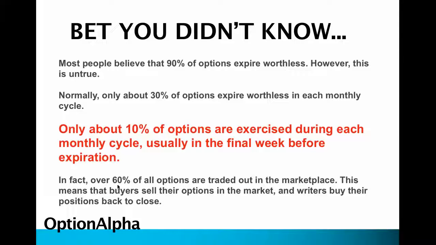But here's the key: 60% of all options traded in the marketplace are traded out of the market before expiration. This means that buyers sell their options back to the market and writers buy positions back at the close. So a lot of traders will net out their positions by just reversing the order. That's generally what happens in the marketplace. These are really important key numbers that I think you should know and understand. It really will help you get over the fear factor of doing some strategies if you know some of the things that I've presented here.